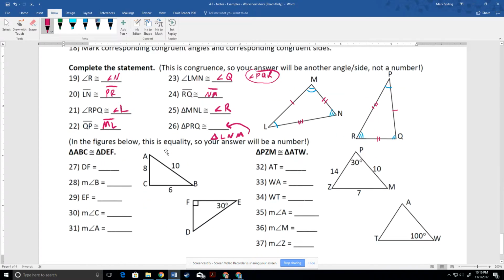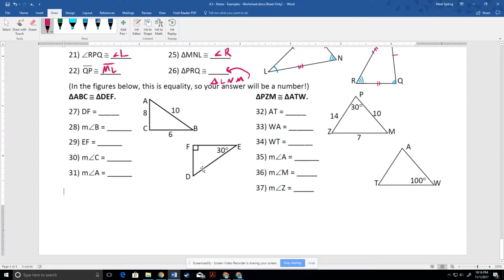Arrows. All right. So now in this case, we are dealing with numbers. We're basically looking at one and figuring out. So DF, based on this congruency statement, DF matches up with AC. AC is 8, so DF will also be 8. Angle B is this angle. Angle B matches up with angle E, and angle E we know is 30, so it'll be 30 degrees. EF is this side. EF matches up with BC, and BC is going to be this side. So that's going to be 6. Angle C matches up with angle F, which is 90.